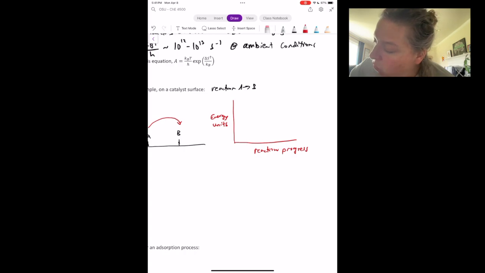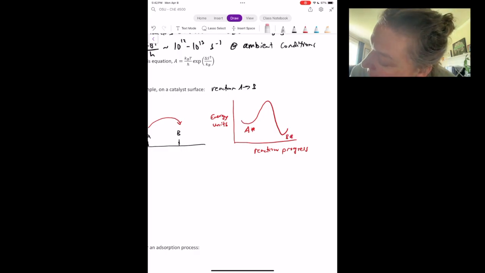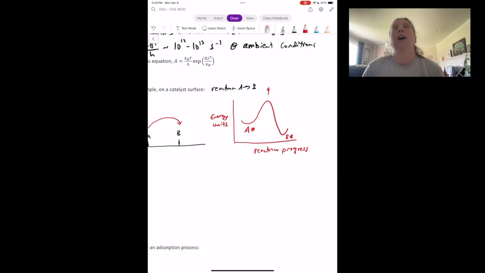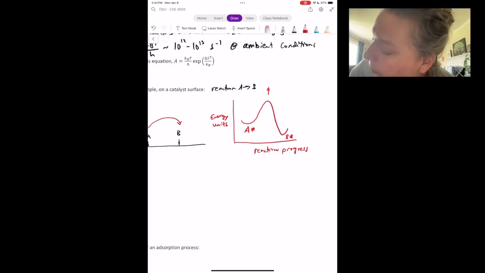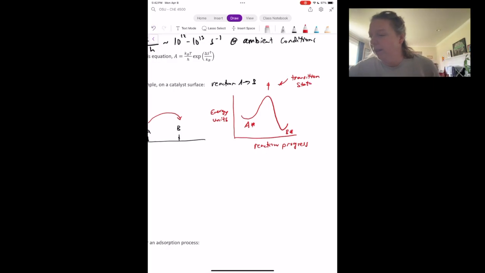I may have some sort of energy diagram that looks like this, where this energy right here is the energy of adsorbed A, here is the energy of adsorbed B, and here is the transition state. Oftentimes we will denote this with a dagger or a double dagger symbol. But this is going to be our transition state.